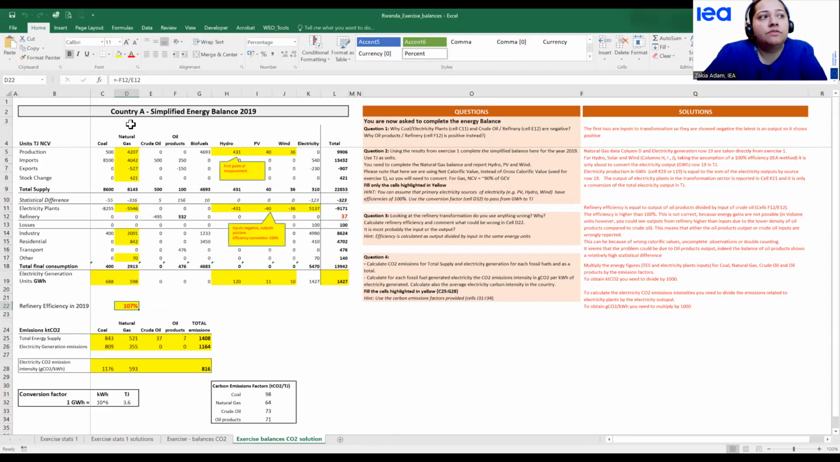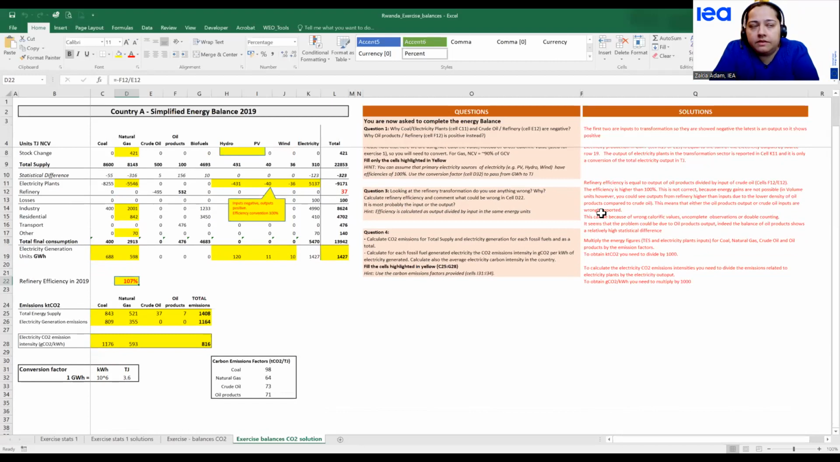As I said before, in volume units, this could have been possible where output from refinery is higher than input because of the lower density of the oil products compared to crude oil. But here, in the energy balance, it means that either the oil products or the crude oil is wrongly reported. So is it most probably the input or the output? We just replied, it's either one of the two. And this can be because of wrong calorific values, incomplete observations, maybe some products are double counted.